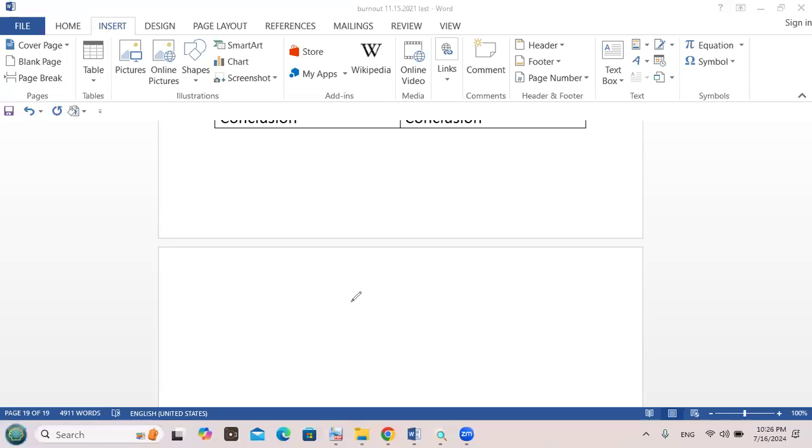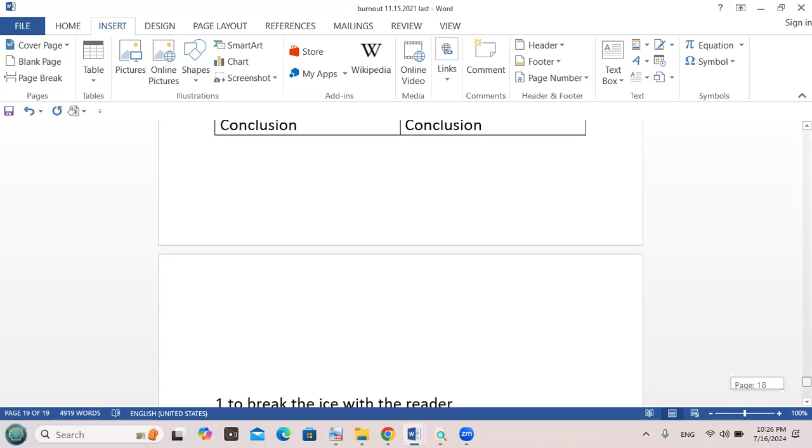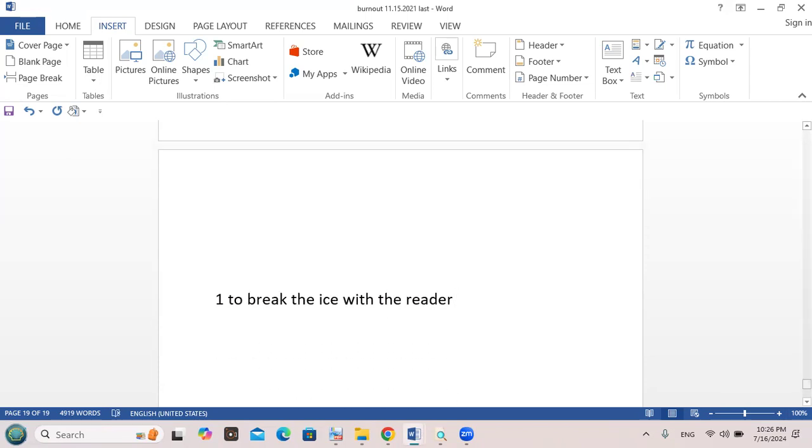So the introduction mainly has just 2 functions. Put that in your mind. Number 1, why is the introduction used? In order to break the ice with the reader. What does it mean? It means to introduce the topic. That's it. To tell the reader that this essay will be about so and so. Introduce your topic. And number 2, to mention your opinion, which is the most important one.